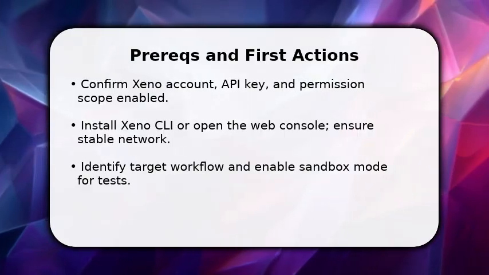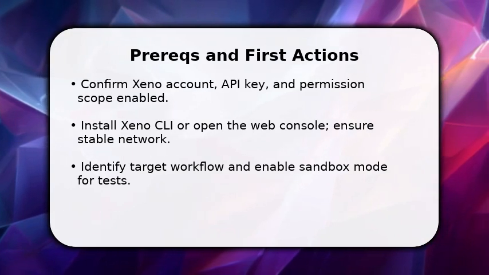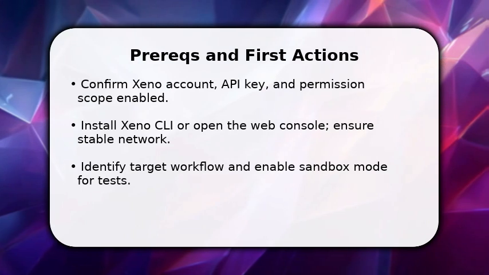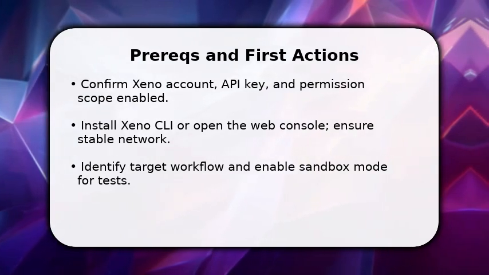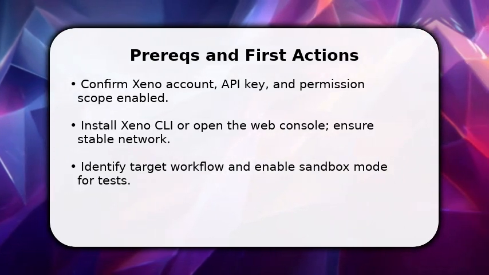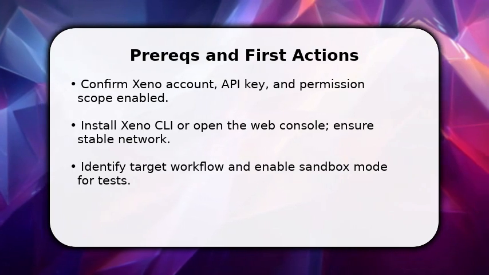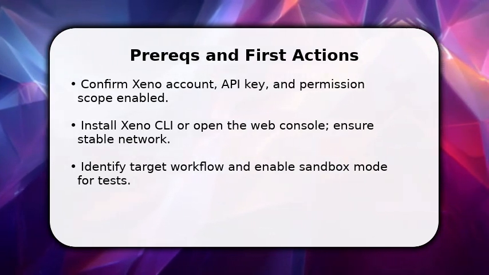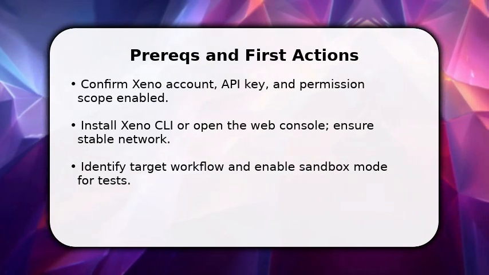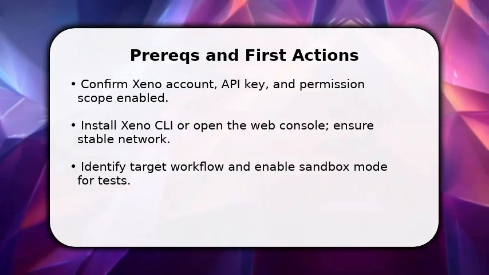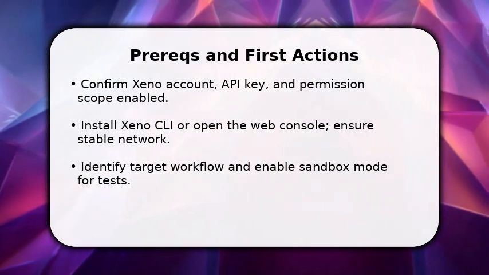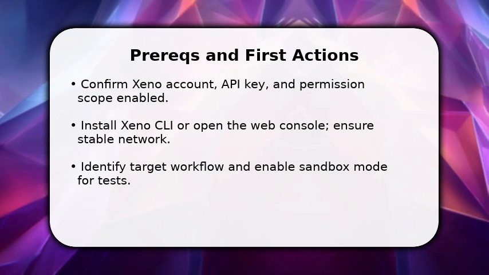You start by confirming prerequisites. You have a Xeno account, an API key with appropriate scopes, and access to the workflow you'll auto-execute. Once confirmed, open the Xeno CLI or web console and switch to sandbox or test environment so you won't affect production data. Next, import or create the workflow definition and tag the exact trigger you want to automate. Make sure to save a backup copy of the current workflow version before proceeding, so you can revert if needed.